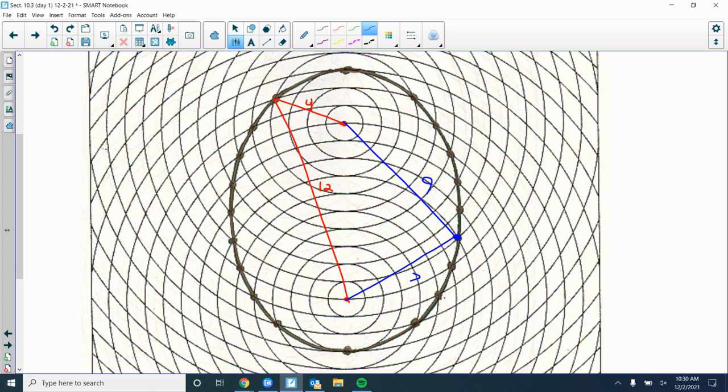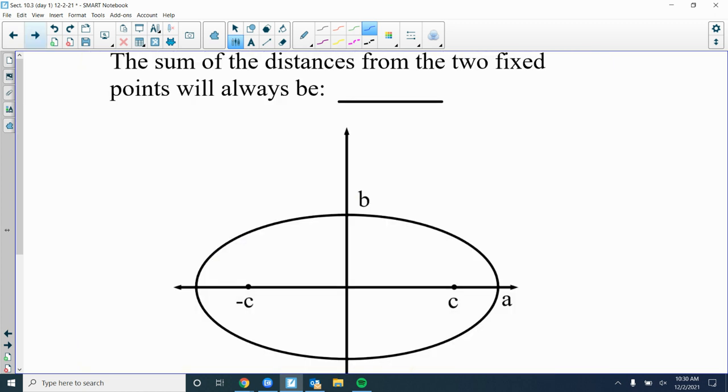You measure, plot those points, connect them. You'll have an ellipse. Here's one focus. Here's your other. Okay, always on the inside. The sum of the distances from the two fixed points will always be 2a. Okay, it will always be 2a. Okay. So you pick any point on here.